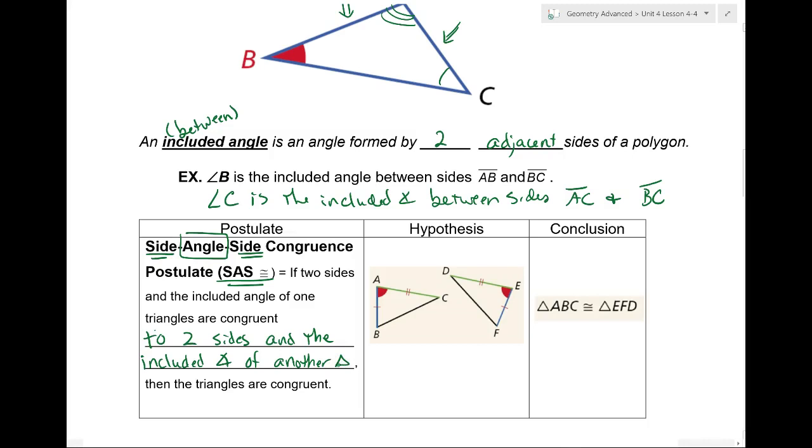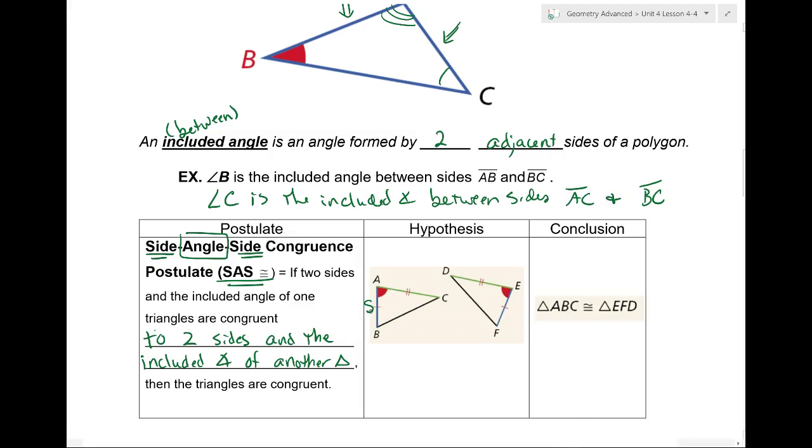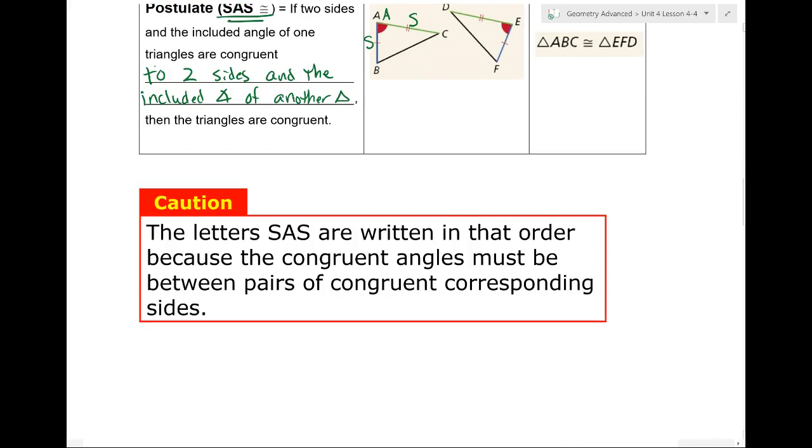Now, notice how they're marked here on the diagram. I always say mark one of them. Notice I have a pair of sides congruent that are marked, a pair of angles that are congruent, and then a pair of sides. And where's that angle located? Between the 2 sides. So when I look at that, I can literally spell SAS. It has to spell SAS, like literally adjacent sides with the A in the middle, and I know the 2 triangles are congruent to each other. And I like this because it says, caution, the letters of SAS are written in that order because the congruent angles must be between the pairs of congruent corresponding sides. So it has to be that way or it's not congruent. So let me show you what I mean here.